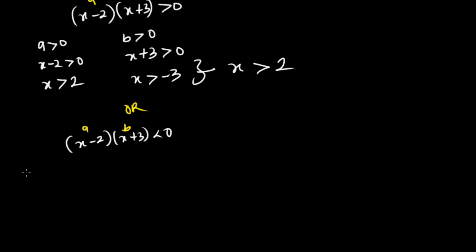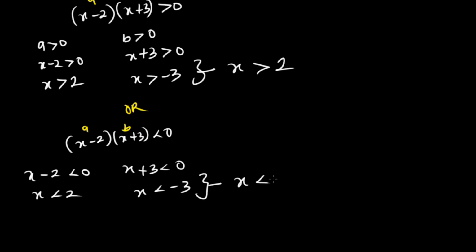If a is less than 0, we have x minus 2 less than 0, and then we have x less than 2. If b is less than 0, we have x plus 3 less than 0, and here we have x less than negative 3. So we have x less than 2 and x less than negative 3. Whatever is less than negative 3, we are sure that is less than 2. So we can combine this whole expression into x less than negative 3.